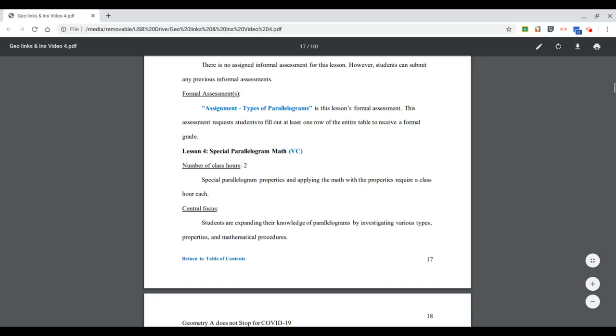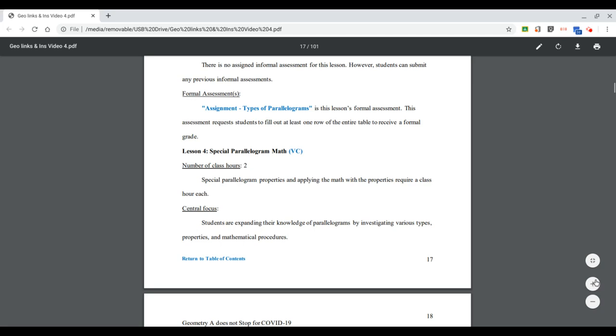Hello, this is Lesson 4, Special Parallelogram Math, located in Chapter 3. The number of class hours for this class is 2. There is a lot of information this week, but we did do a warm-up in Chapter 3 to introduce special parallelograms, so that's why there's a little more. The special parallelogram properties and applying the math with the properties require a class hour for each topic.